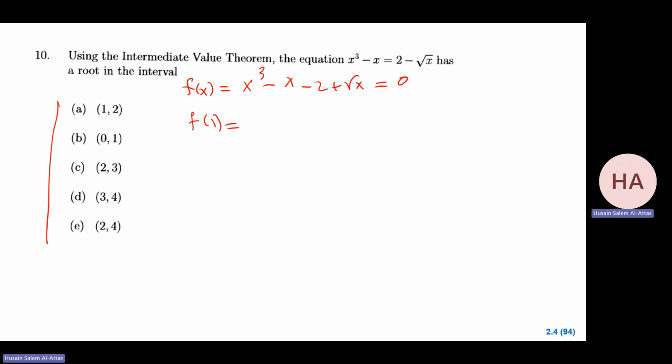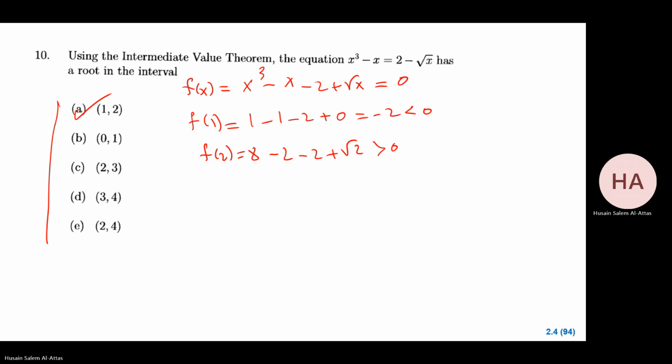F of 1, that will be what? 1 minus 1 minus 2 plus 0. So it is what? Minus 2, negative. F of 2, it will be 8 minus 2 minus 2 plus the root of 2. So very clear, it's positive. So we have a root here. F of 0, let me check it. It will be 0 minus 0 minus 2 plus 0, which is minus 2, negative. So this with this, we get no conclusion.